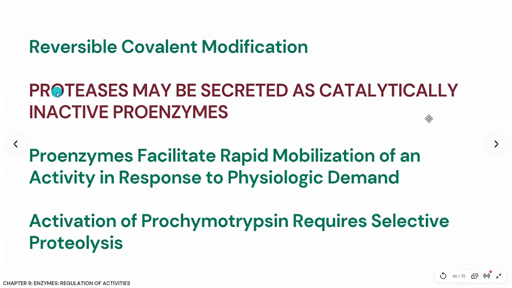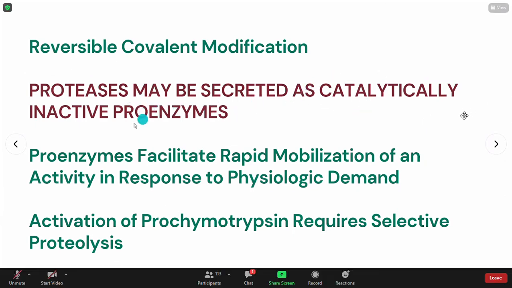Because that particular portion where they were created or synthesized may not have a protection when this enzyme becomes active. So it's going to eat up the cells there. So they are secreted as proenzymes, and they are only activated at the site where they are needed, because probably that site has a protection against the enzyme.